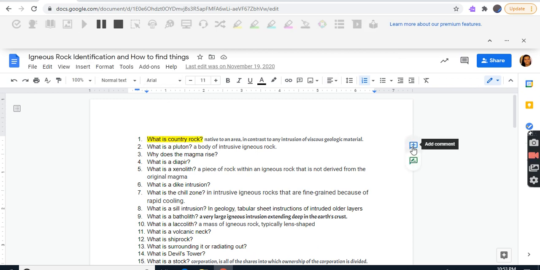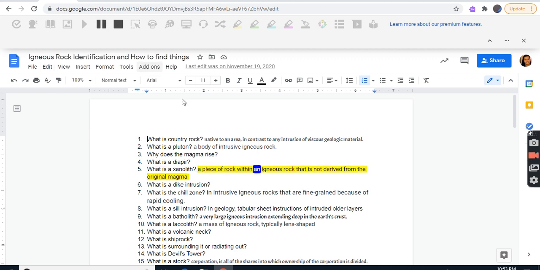Hurry up. What is country rock? Native to an area, in contrast to any intrusion of viscous geologic material. 2. What is a pluton? A body of intrusive igneous rock. 3. Why does the magma rise? 4. What is a diapir? A piece of rock within it.